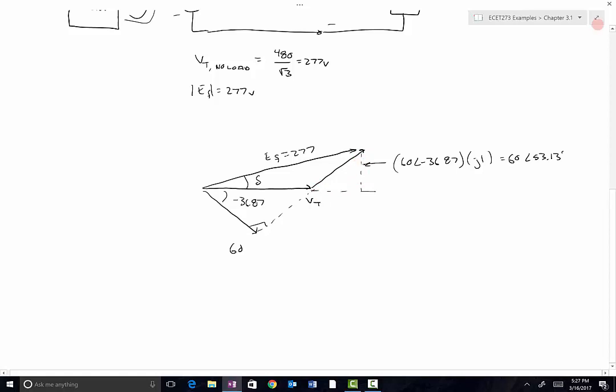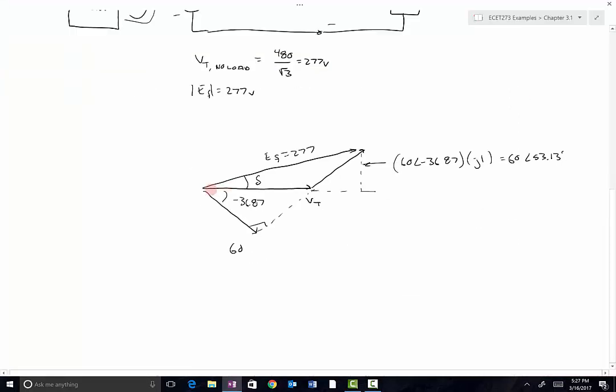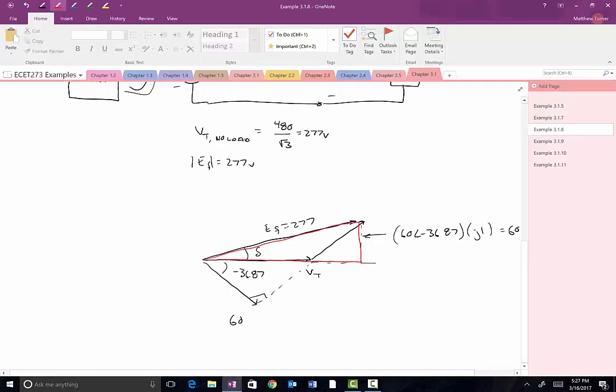The reason I'm doing that is that I want to solve this right triangle that I just drew in red. If I solve for that right triangle, I can determine what VT is: the base of this right triangle is VT plus the projection of this vector onto the x-axis. So I'm going to write that as an equation.